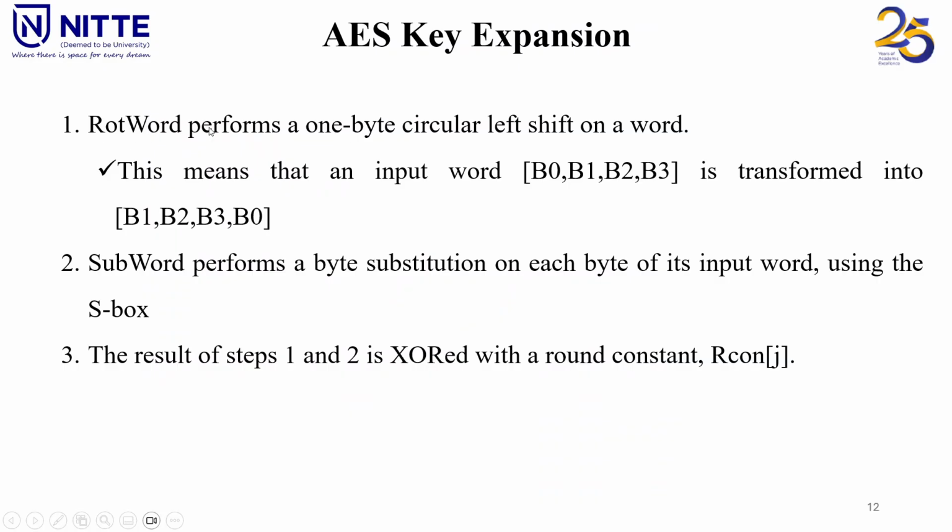So rotation word performs a 1 byte circular left shift on a word. This means B0, B1, B2, B3 becomes B1, B2, B3, B0. Then we perform the substitution, which performs the byte substitution on each byte of its input word using the S-box. Then the result of step 1 and step 2 is XORed with a round constant value.